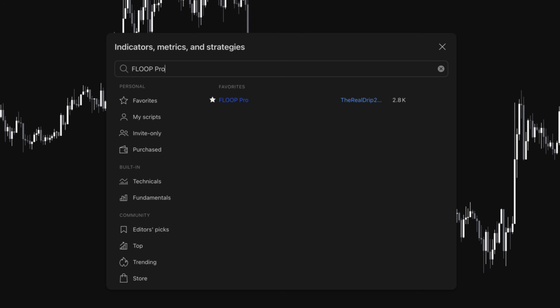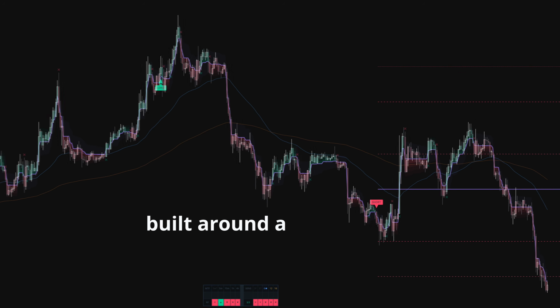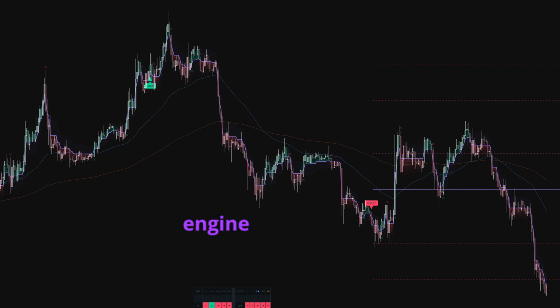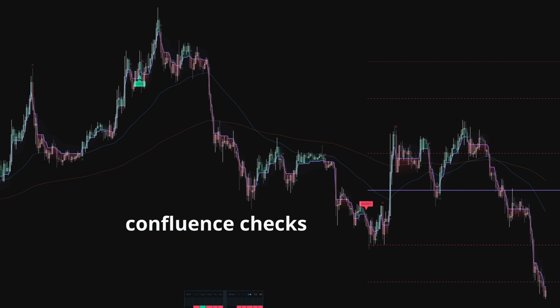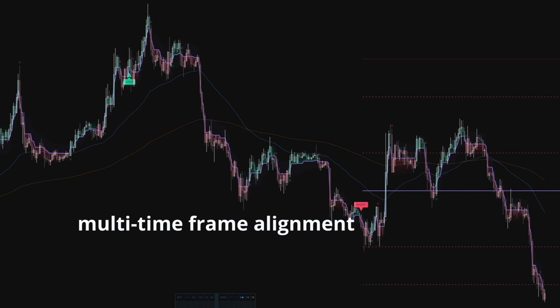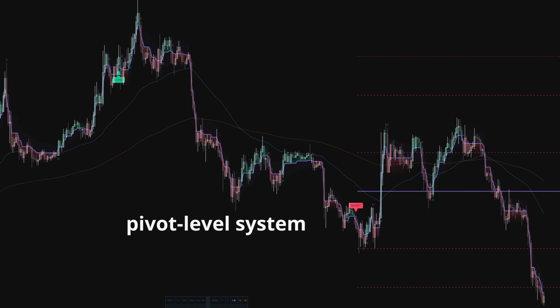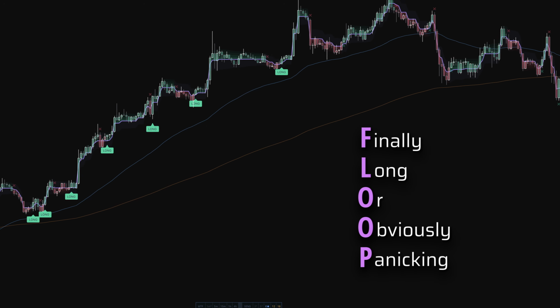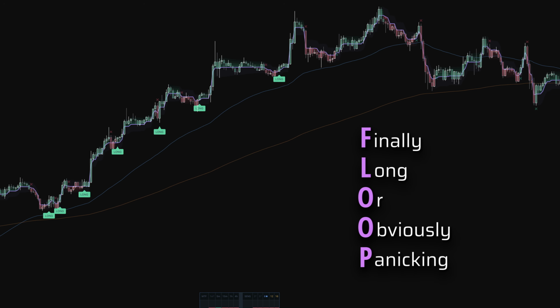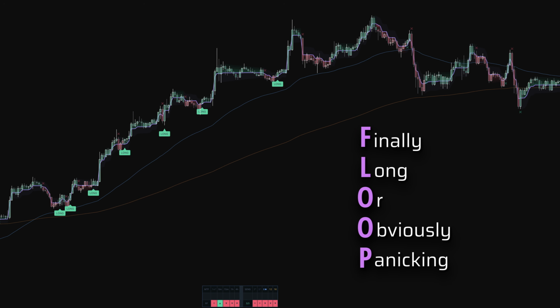Loop Pro, created by The Real Drip to Rip, is a trend-following signal indicator built around a range filter as its core detection engine, layered with multiple confluence checks, multi-time frame alignment, and an optional pivot-level system. The name stands for "Finally Long or Obviously Panicking," which at least tells you something about the intended audience.